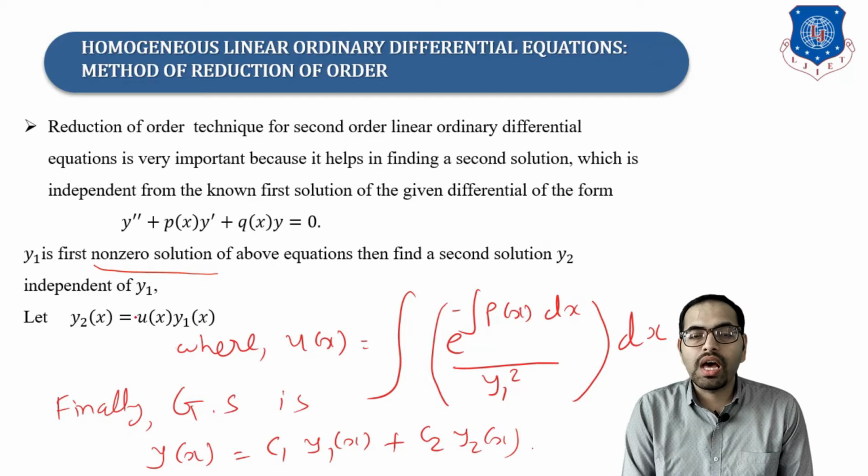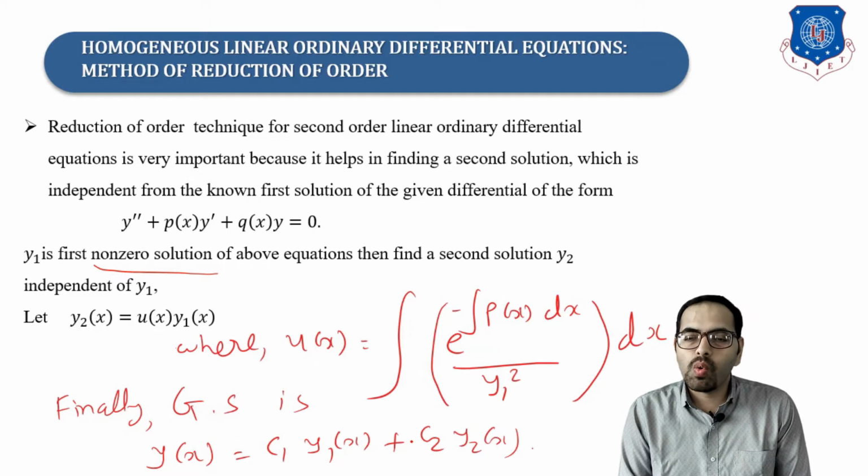For that we have the formula y2 of x equal to u of x into y1 of x, where u of x equal to the integration of e raised to minus integration p of x dx divided by y1 square, with respect to x. Here we find the value of u of x, which is substituted in this equation, that is y2 equal to u of x into y1 of x, where y1 of x is our first solution, and after simplifying that term, we get the second solution, which is y2. And finally, the general solution is y of x equal to c1 y1 of x plus c2 y2 of x.